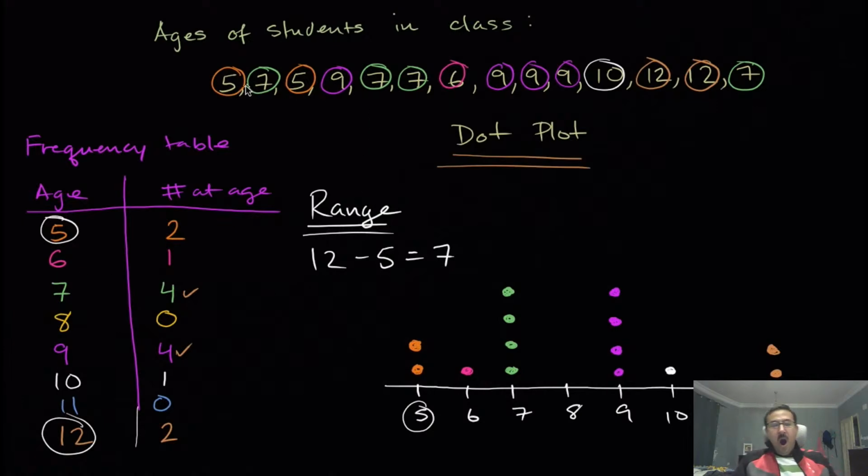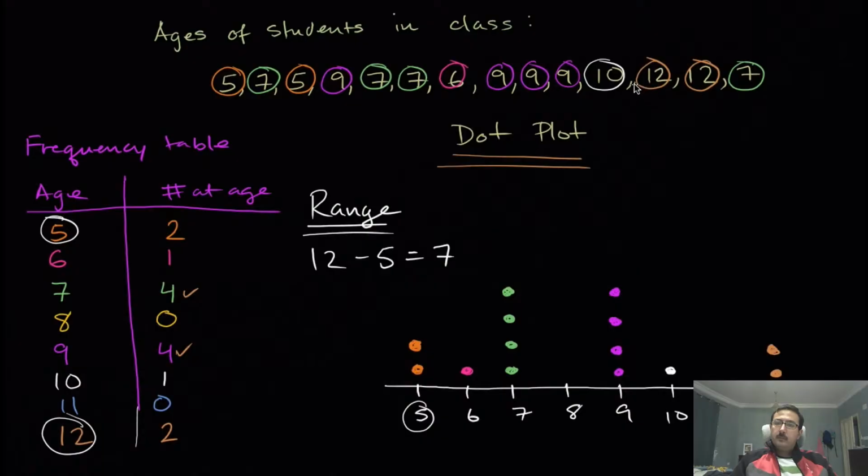Here, you would not have had to do it, but you still could have. You could say, okay, what's the lowest? Let's look at 5. Are there any 4s here? Nope, there's no 4s. So 5 is the minimum age. And what's the largest? Is it 7? No. Is it 9? No. 10? Oh, 12. Are there any 13s? No. 12 is the maximum. So you say 12 minus 5 is 7 to get the range.